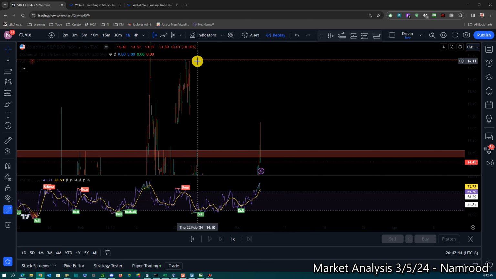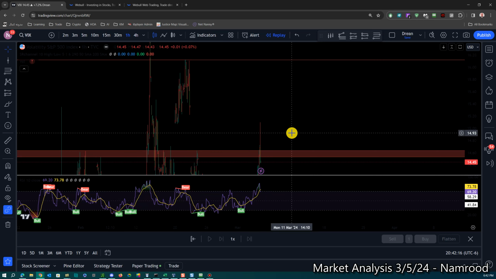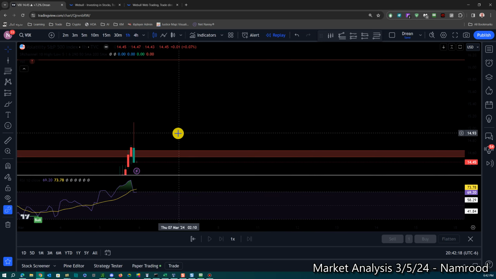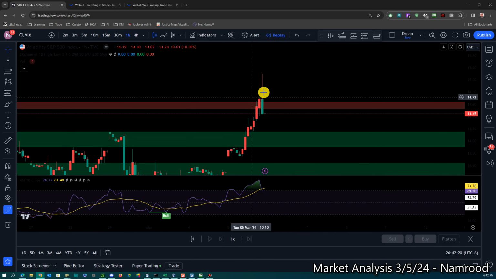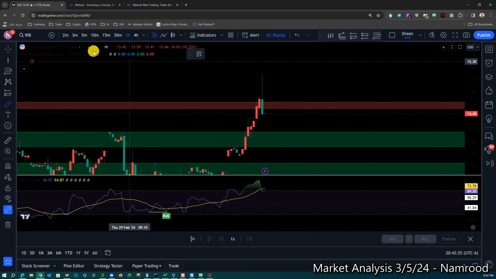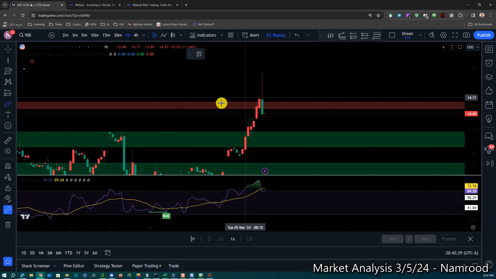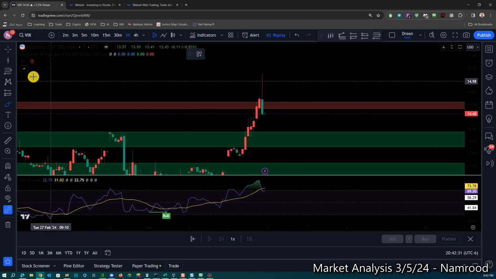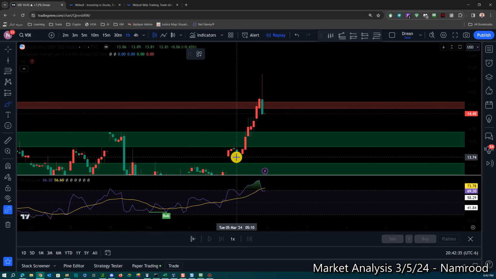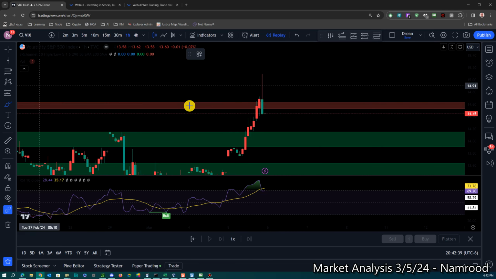But this is again the 1 hour. So if you want to see the big picture, and this will correspond to the bigger picture bullish trend that we have on SPY, the VIX is being rejected at this level. It means that it's going to go down. This means that the bullish momentum continues. It's going to recover.